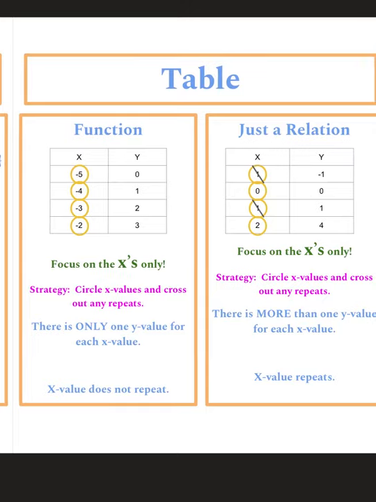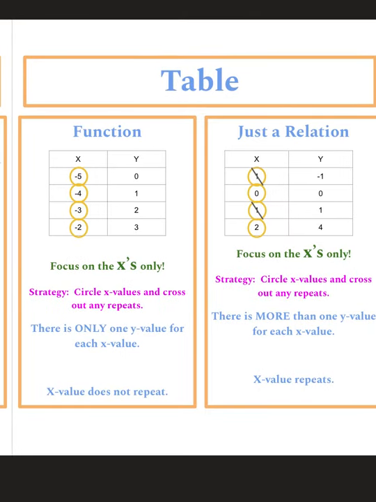Now when you go to the table, for the table, I always like to maybe highlight, but if you could, I would focus just on my x column, looking at those x values, -5, -4, -3, -2. No x value repeats, so this is a function. You go over here on the right side, looking at the x values, and there's a 1 here and a 1 here. So since two x values repeat, since there are two of the same x values, this is not a function, so it's just a relation.